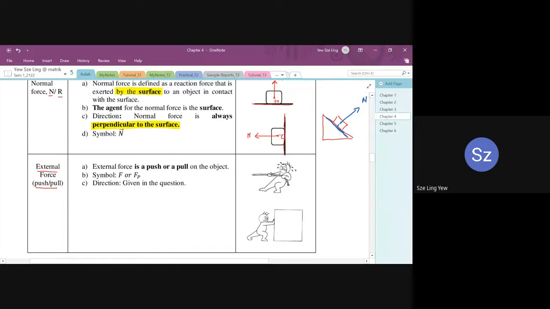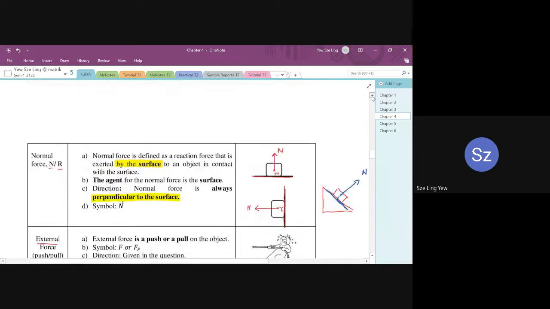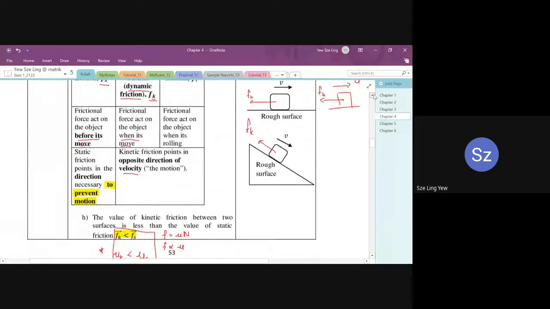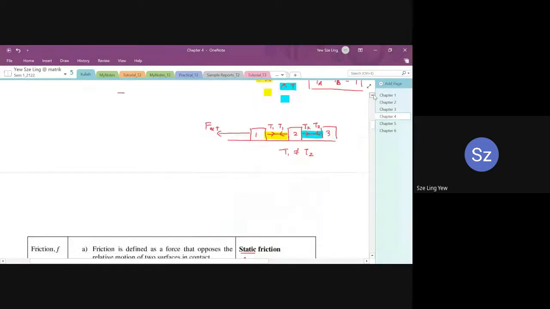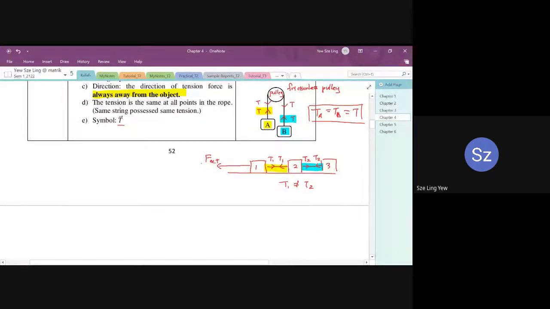Usually we say it's caused by a human, because you're the one doing the pushing or pulling. So external force is a push or pull on the object. If you look at the diagram, even if you pull the string, here we call it external force. That's why in the diagram above, for the tension, I call this one F external.